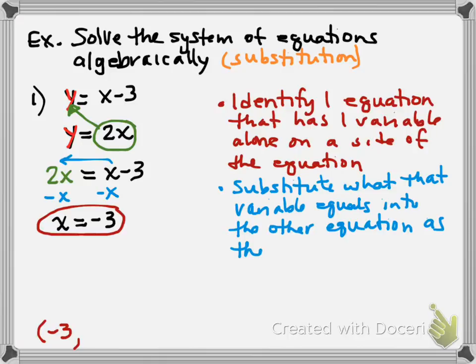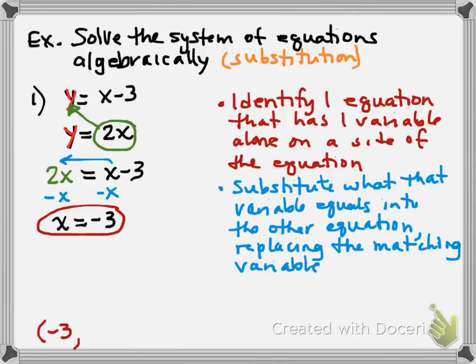Let's do it this way: replacing the matching variable. So if I have y equals 2x, I'm going to take the 2x and I'm going to replace the y in the other equation with the 2x. So what I'm doing, and the only way that I can solve an equation with two unknowns, is to get rid of one of the unknowns. And that's what substitution allows me to do. I created an equation that had no y's in it anymore. All it had were x's.